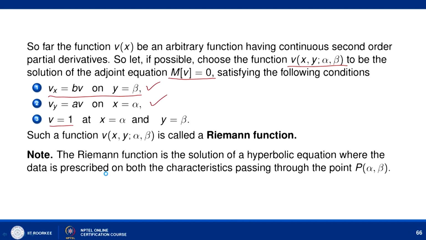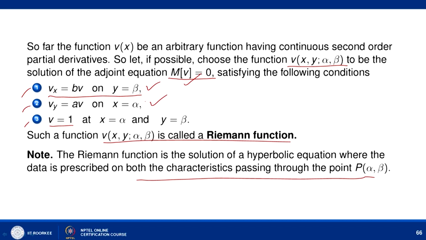So, such a function will satisfy all these conditions: it is a solution of the adjoint equation and satisfies these initial values along the characteristics y equal to beta and x equal to alpha, which are your characteristic lines. Such a function V(x, y; alpha, beta) is called a Riemann function or Riemann's Green function. And we already know that the Riemann function is a solution of a hyperbolic equation where the data is prescribed on both the characteristics passing through the point P(alpha, beta). So, this is one characteristic, this is another characteristic. So, your data is defined on the characteristics.